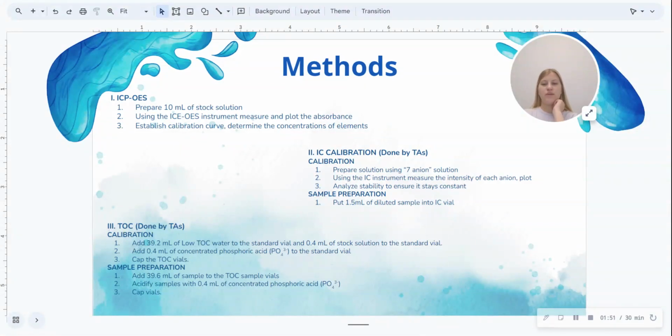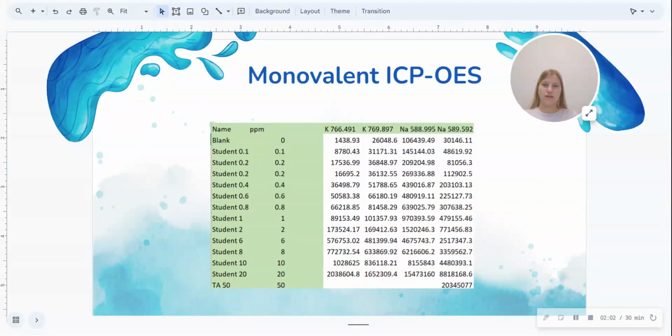And then to prepare the sample, we added 39.6 milliliters of the sample to the vials, and then acidified the samples with 0.4 milliliters of phosphoric acid and also capped those again.